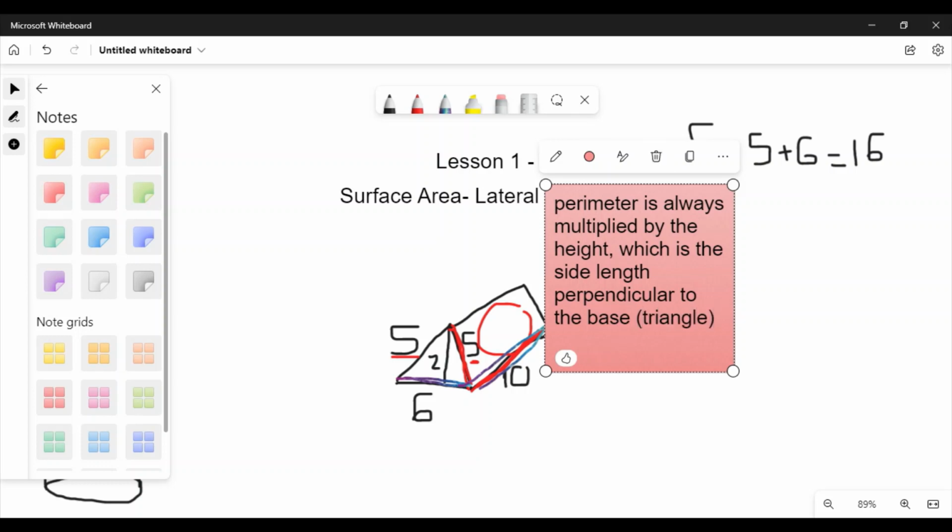So this is really important because you can't just multiply any number with the perimeter. It can't just be 16 times 5 or 16 times 6. It has to be the height of the triangular prism, or the side length perpendicular to the base, which is the height. Normally, I mean, I think always, but so in this case it would be 10 because it's perpendicular to the base and it's the height of the triangle.